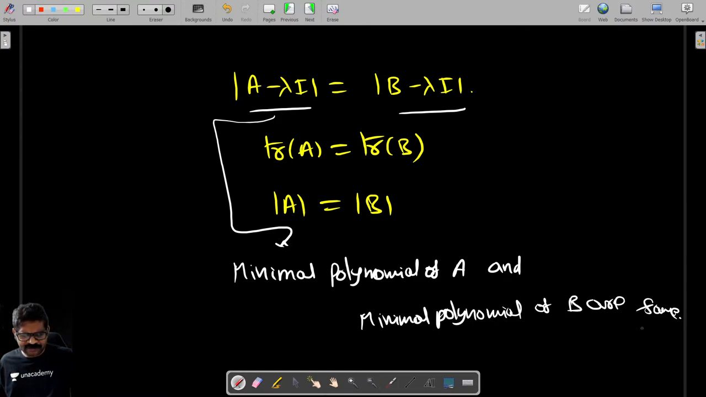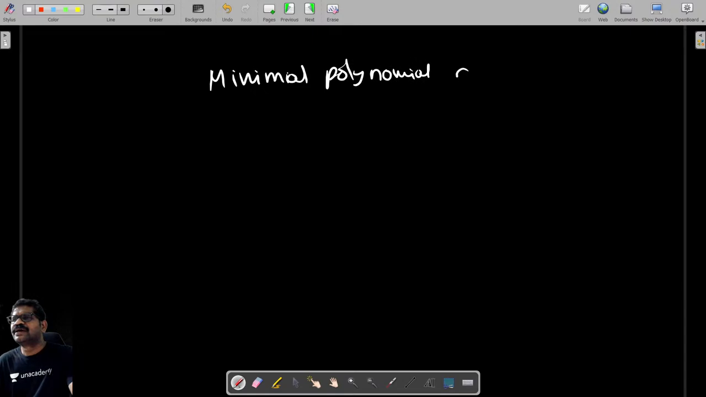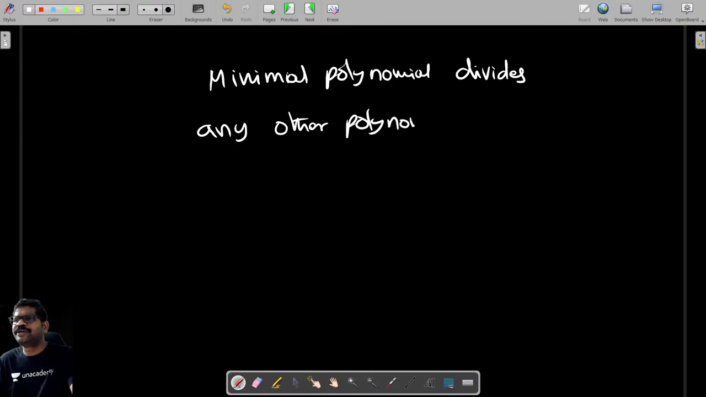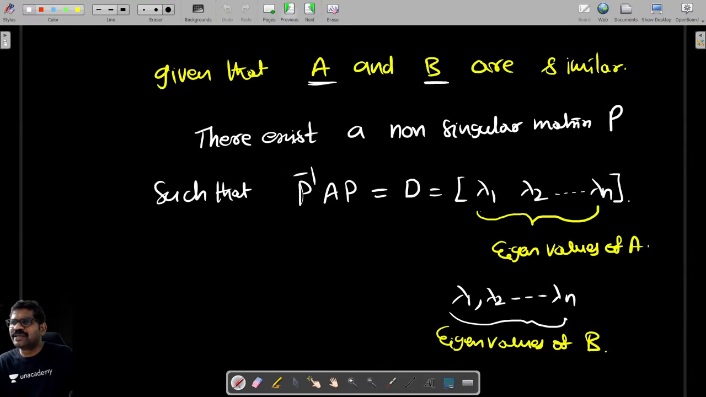Please explain minimal polynomial. Sufyan, sorry. Observe. Here, minimal polynomial is nothing but the polynomial that divides any other polynomial satisfied by matrix A. Satisfied by the given matrix. Means minimal polynomial divides the characteristic polynomial. Simple, right?